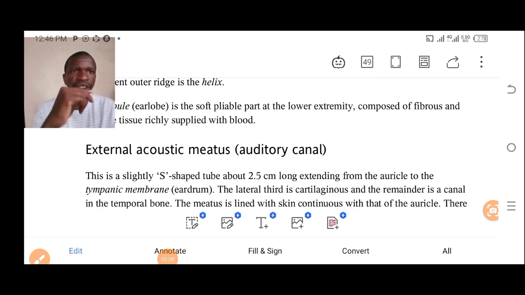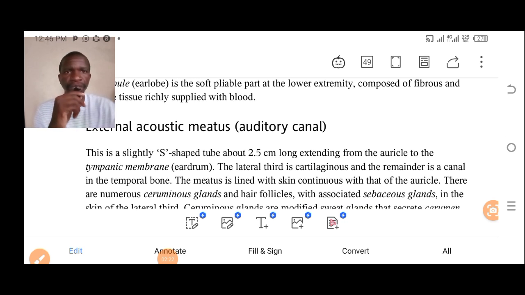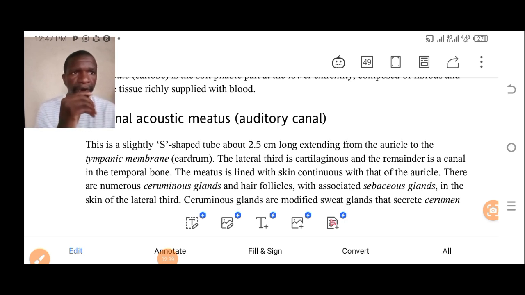Now we want to look at the auditory canal, which is called the external acoustic meatus, this S-shaped canal which extends from the outer ear going to other parts of the ear. It is a slightly S-shaped tube about 2.5 centimeters long, extending from the auricle to the tympanic membrane or the eardrum. The lateral third is cartilaginous and the remainder is a canal in the temporal bone.